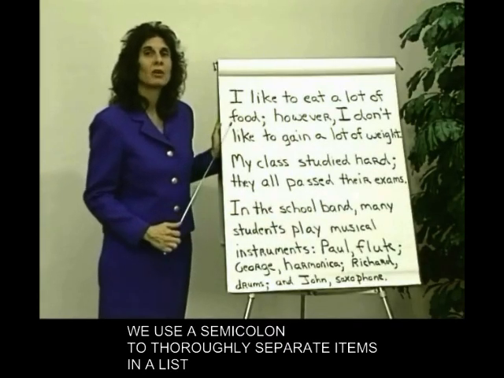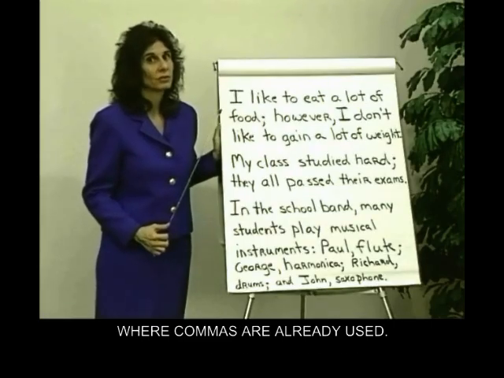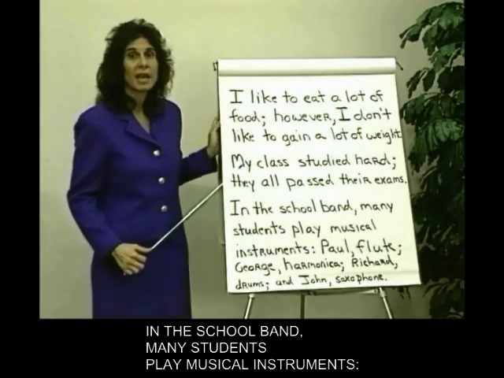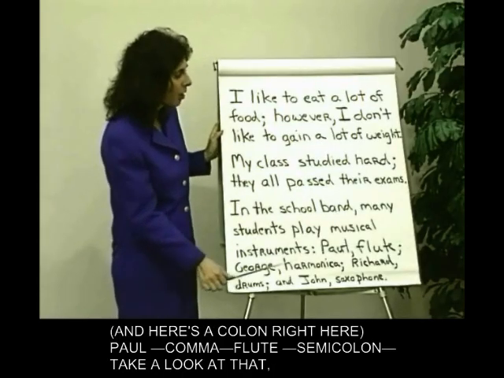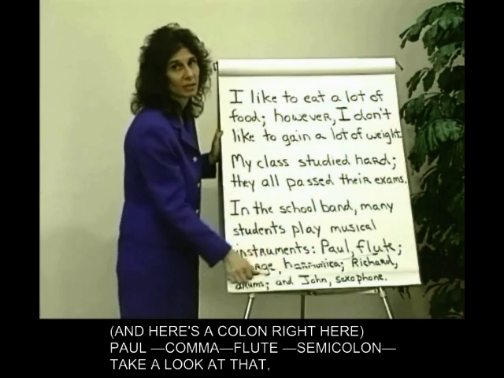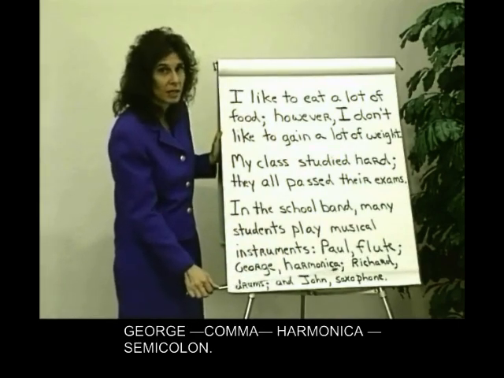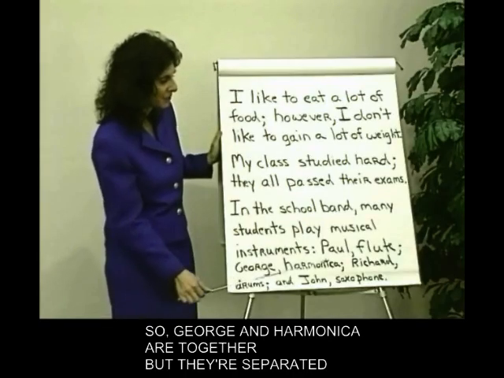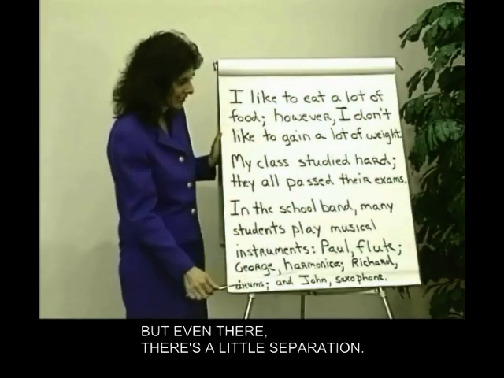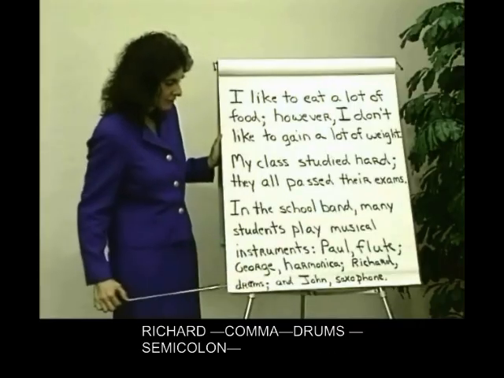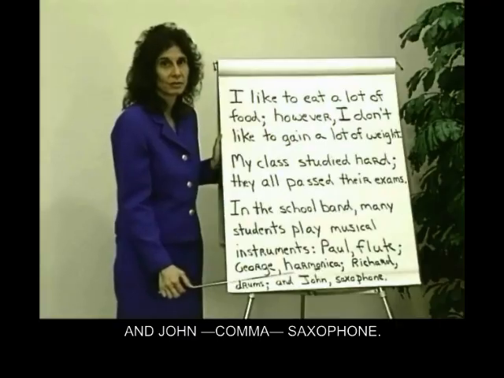We use a semicolon to thoroughly separate items in a list where commas are already used. In the school band, many students play musical instruments. And here's a semicolon right here. Paul, comma, flute, semicolon. Take a look at that. George, comma, harmonica, semicolon. So George and harmonica are together, but they're separated from Paul and the flute, which are kind of together. But even there's a little separation. Richard, comma, drums, semicolon. And John, comma, saxophone.